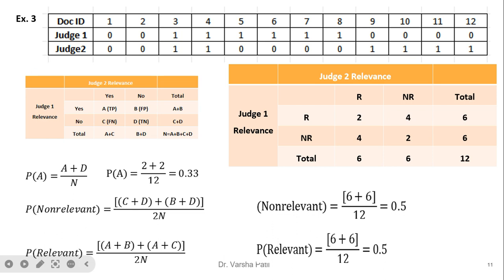Now these 12 documents are given. 0 0 means both judges agree it is non-relevant, that is the TN case. 1 1 means again a true case. So 0 0 is TN and 1 1 is TP, and 1 0 and 0 1 are the cases of FP and FN. In this way, from this table we first need to fill out this table. So just observe this table and try to fill the values in.